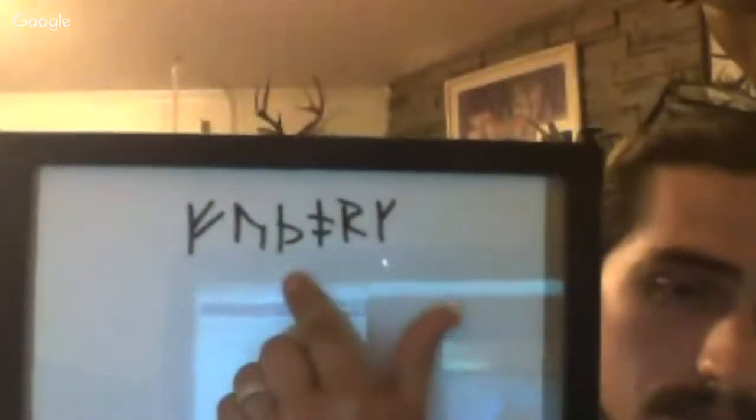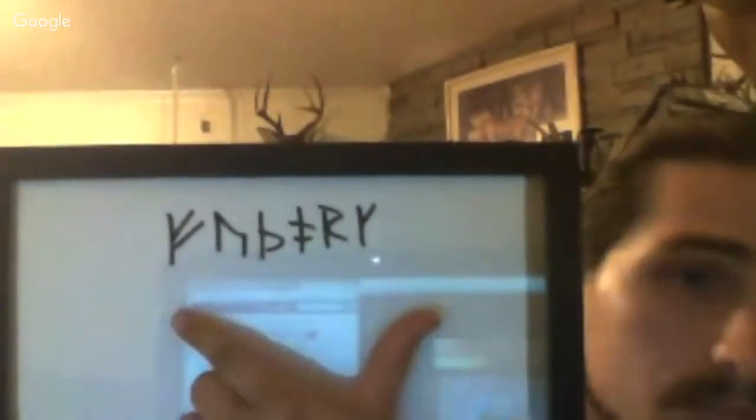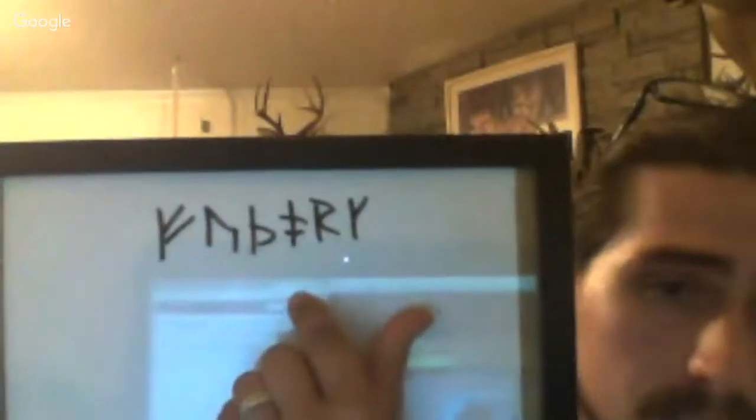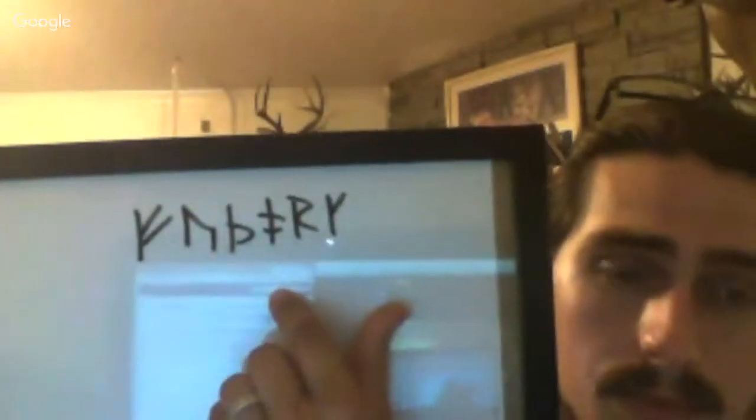You would see the runes like this. So this is just Futhark, the first 6 letters. Now, a runologist or a linguist that studies runes, when they are transcribing this, would transcribe it like this.